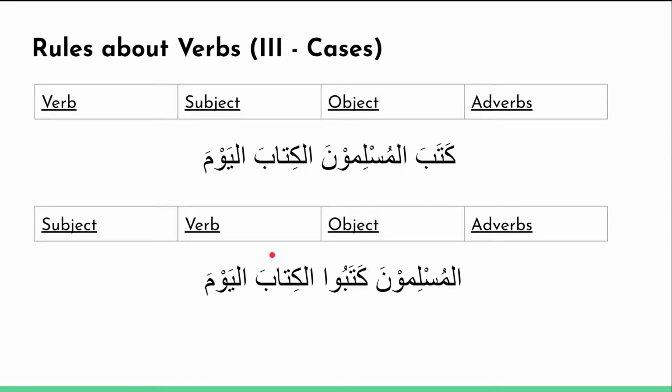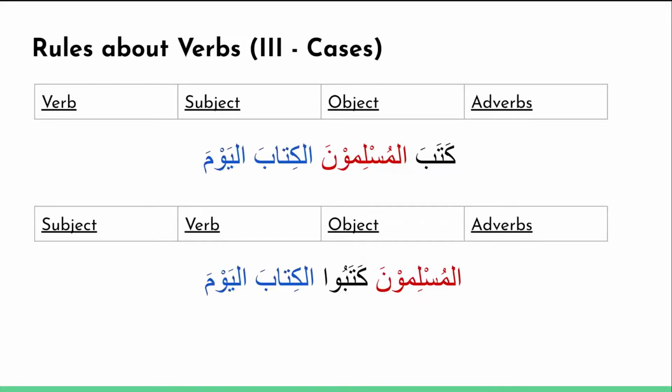And finally, the last rule that we have to cover about verbs is that we have to talk about the cases of the nouns in a verbal sentence. So if your sentence has a verb in it, then there may also be a bunch of nouns. What cases do they take? Well, this should mostly be a review. The subject is in the marfu'a case. So kataba al-muslimuna. And by the way, this is true if the subject appears before or after. Kataba al-muslimuna.